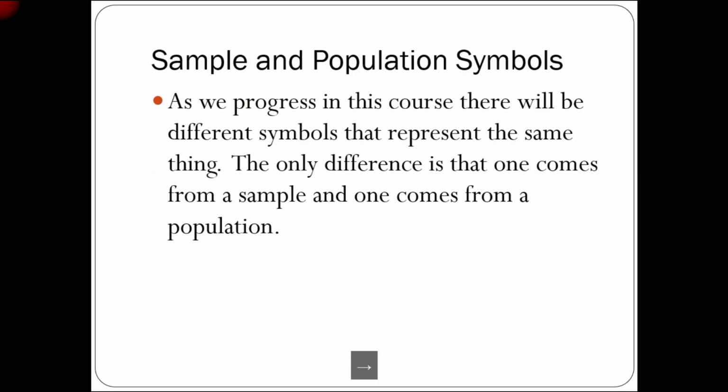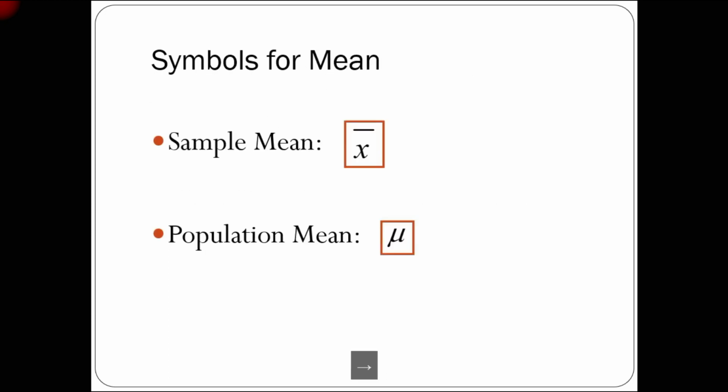Okay? So, as we progress in this course, there will be different symbols that represent the same thing. The only difference is that one comes from a sample and one comes from a population. For example, we have here a sample mean and the population mean. Sa sample mean, ang ginagamit natin is the x bar. And for population, that is mu.